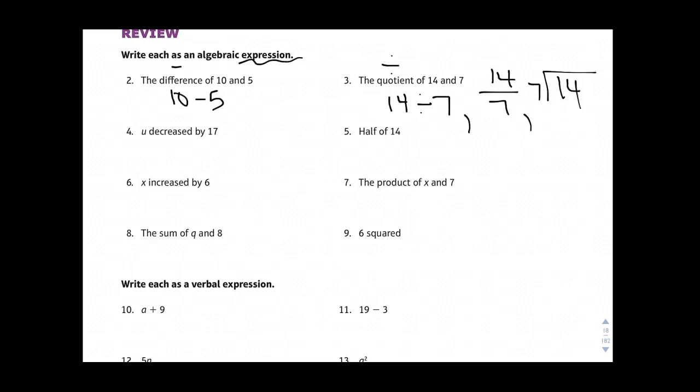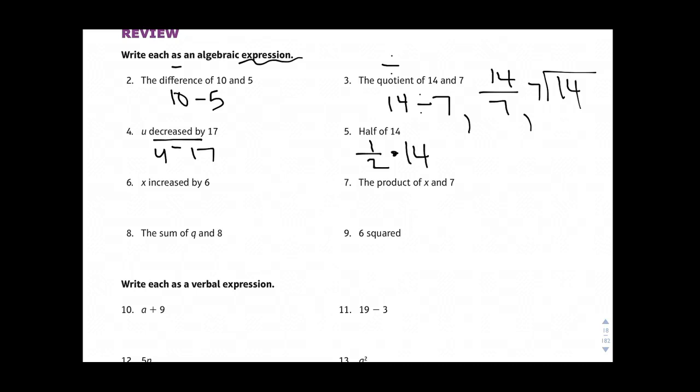u decreased by 17. This decreased by means subtraction again. Okay, so I'm going to get u minus 17. Half of 14. So that half I'm going to write as a half times, because it's of 14.